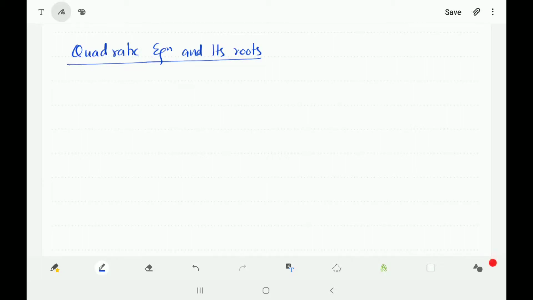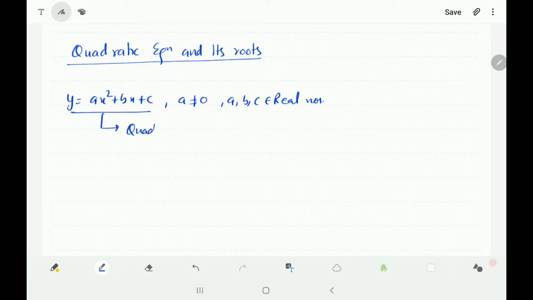In this video, we'll be discussing quadratic equation and its roots. If I write y is equal to ax square plus bx plus c, where a is not equal to 0 and a, b, c belong to real numbers, then this expression is termed as quadratic polynomial. We can draw a graph of this quadratic polynomial also, and it comes out to be parabolic in shape. So we call it a parabola.